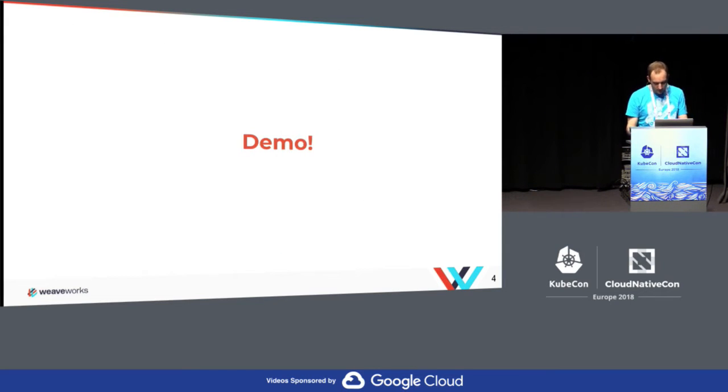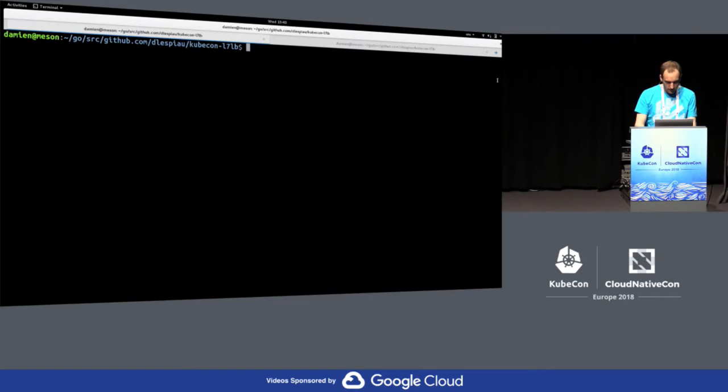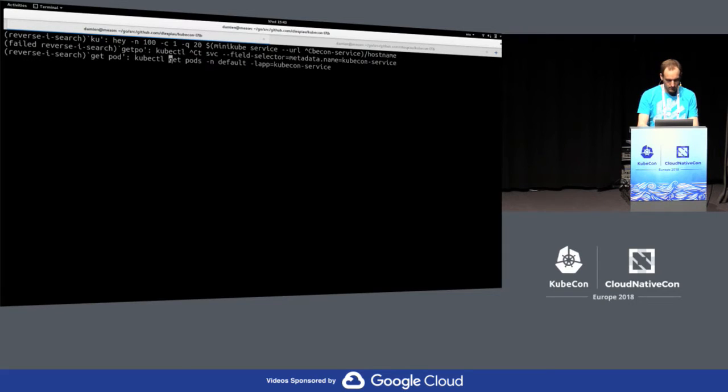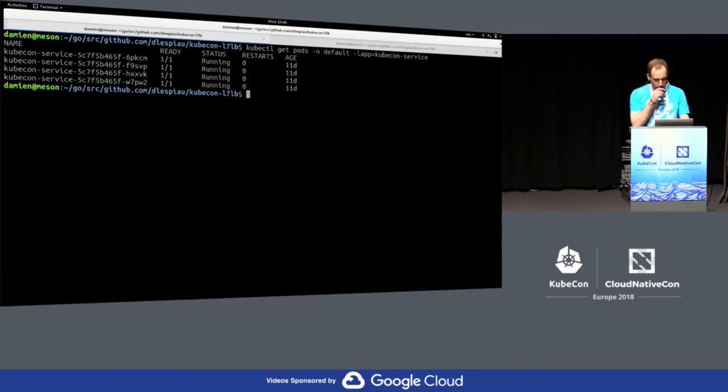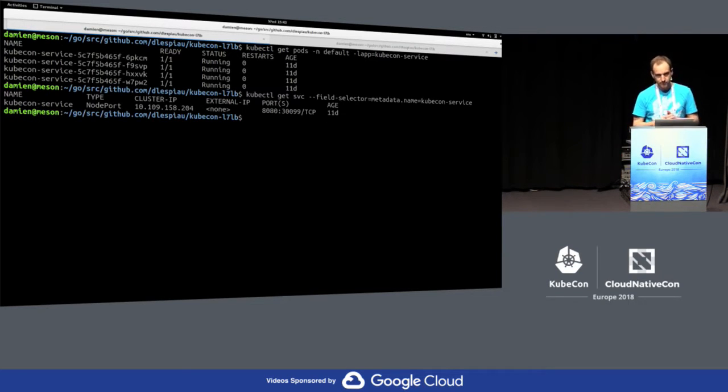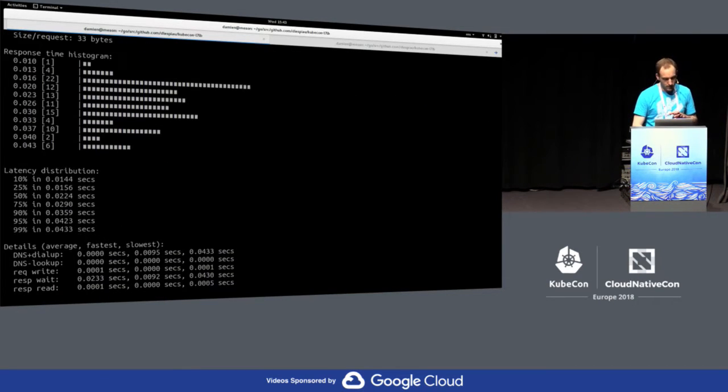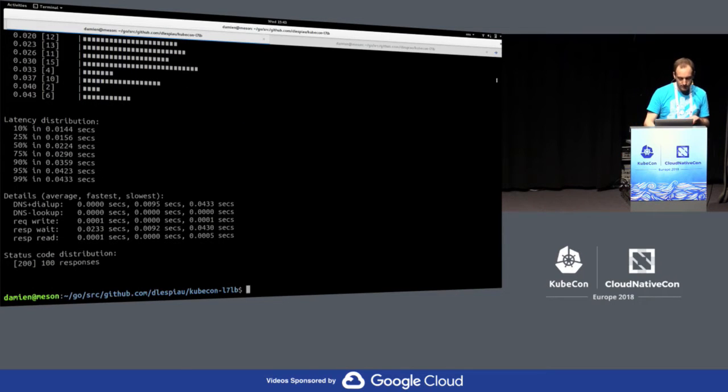Demo. It's a bit soon to do a demo, but we'll try. So I have a few pods running. That's the 4 pods you had on the right. That's the service abstracting those pods. And I'm going to run 100 requests to that service VIP at 20 requests a second. So that's going. You get some answers from the service, that's great.